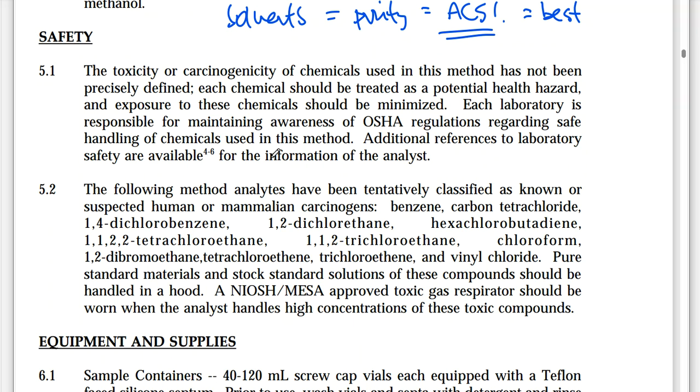Section 5.2, the following method analytes have been tentatively classified or known as human or mammalian carcinogens: benzene, carbon tet, 1,4-dichlorobenzene, 1,2-dichloroethane. All of these are particular components that we would be analyzing for if we followed this method. So what this is saying is that, hey, if you're going to be doing this stuff, you probably have standards. If you have standards, these are going to be high alert because you need to handle them with proper care. If you are analyzing samples that have these components in them, there's a chance that those components in those samples, and maybe those samples in themselves, can cause harm to your health as just a regular person in the lab working on it and prepping it and doing whatever. So handle it with care, and that's the purpose of the section on safety.